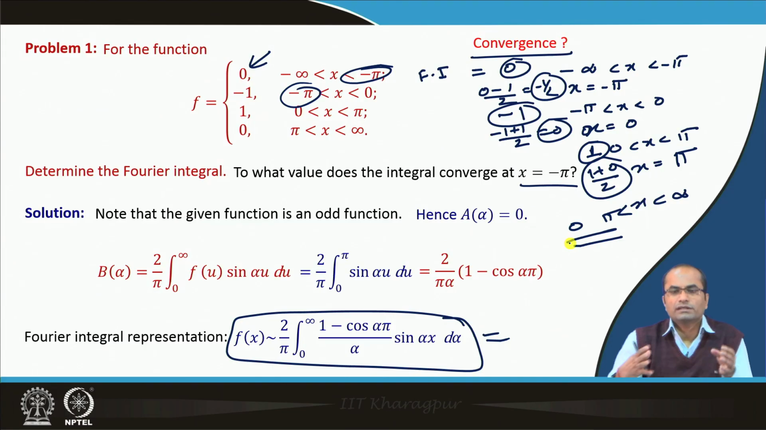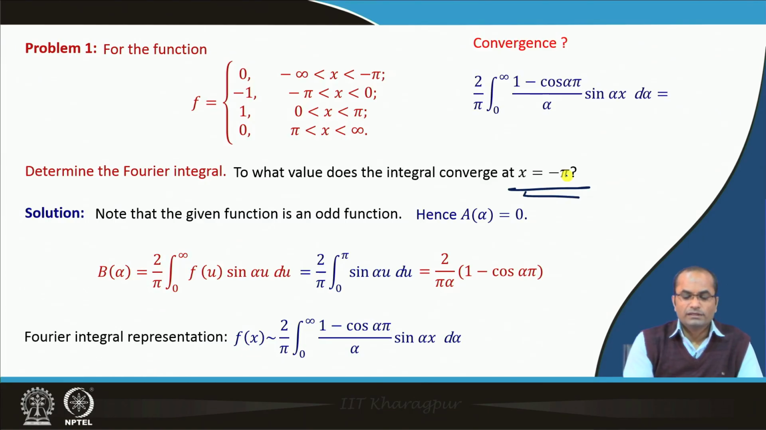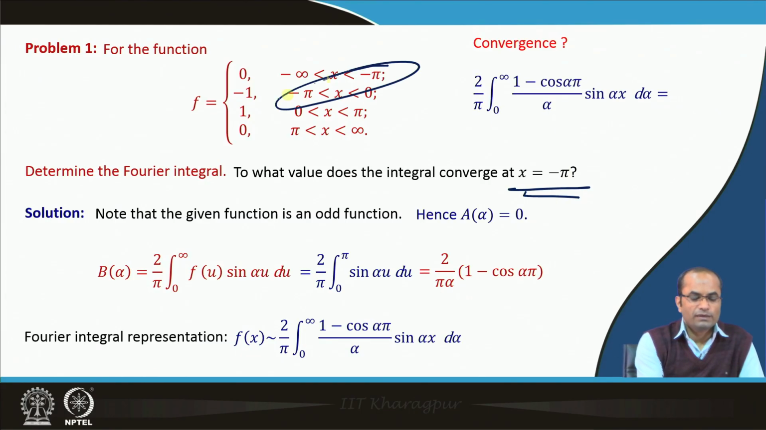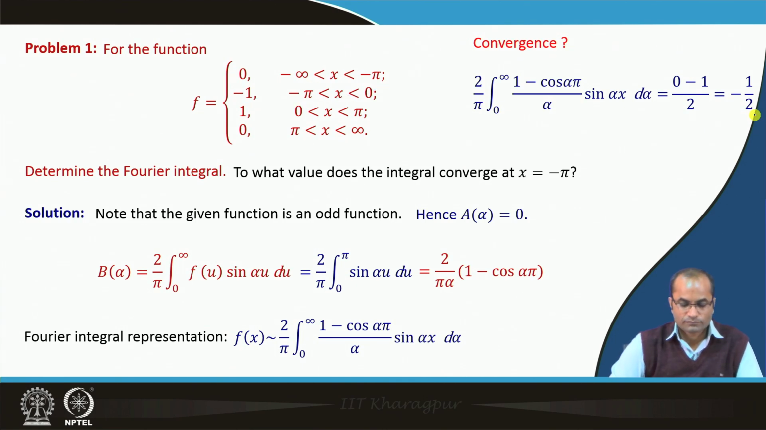Wherever the function is continuous, it will converge to the value itself, and wherever it is discontinuous or the function is not defined, at those points we will take just the average value. So, the question was at x equal to minus pi, which we have already discussed. At x equal to minus pi, it will go to this average value, which is 0 minus 1 by 2, and then we have minus half.